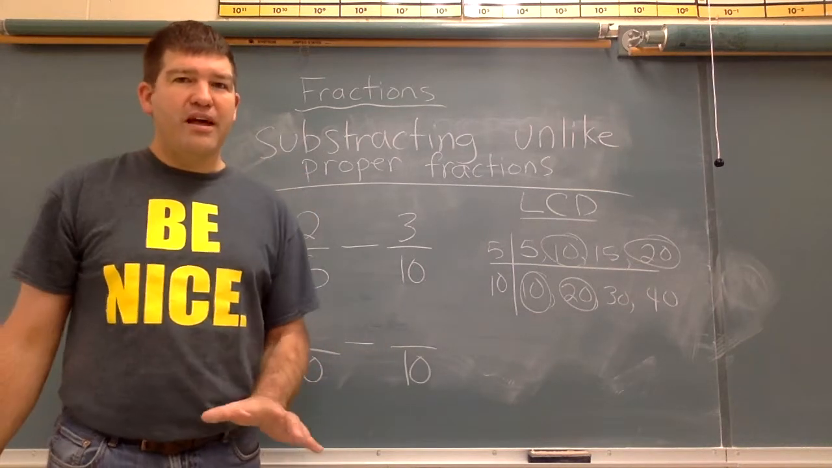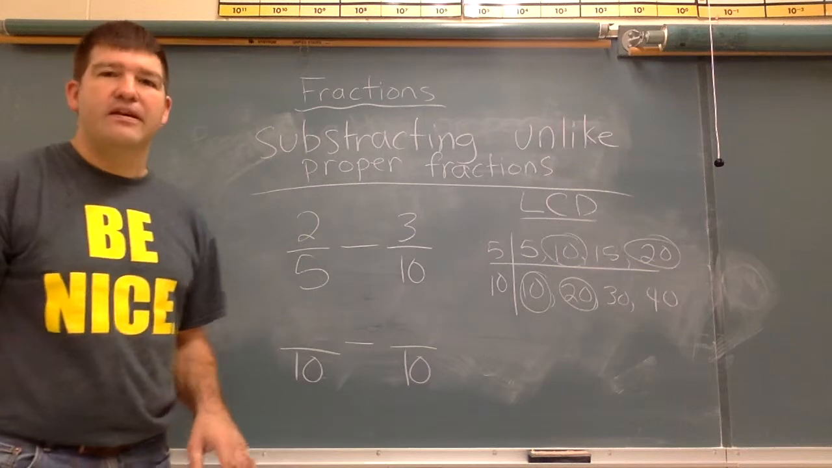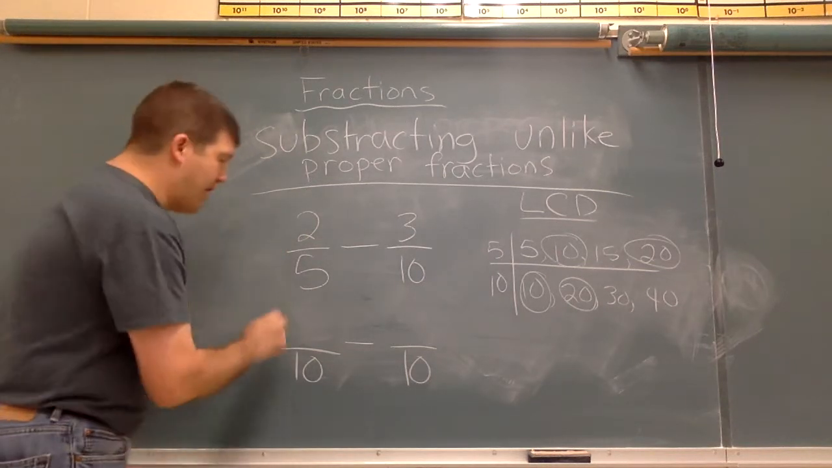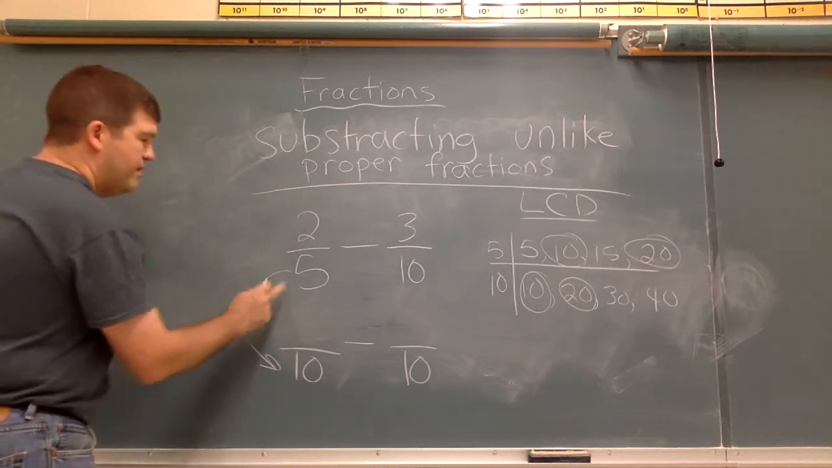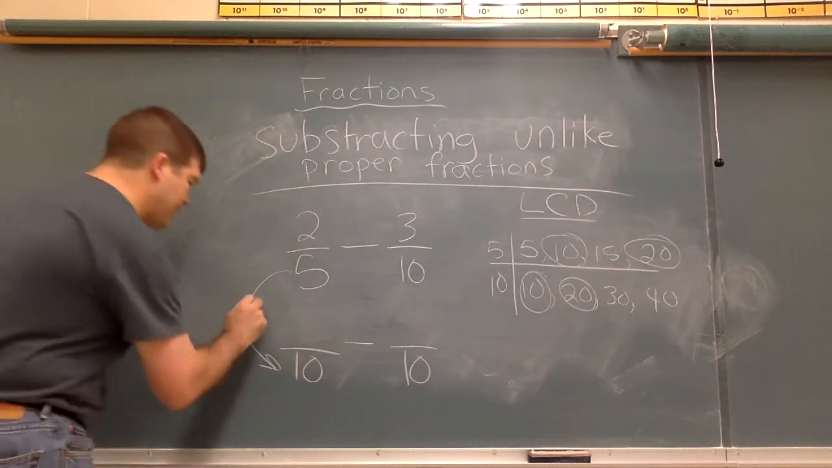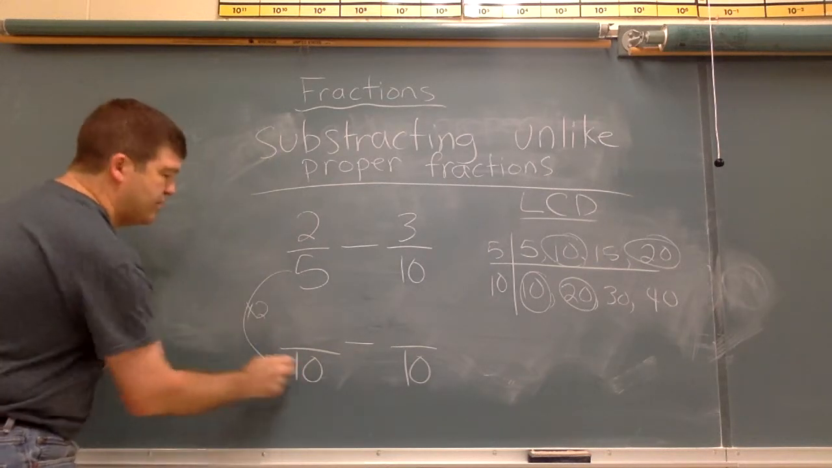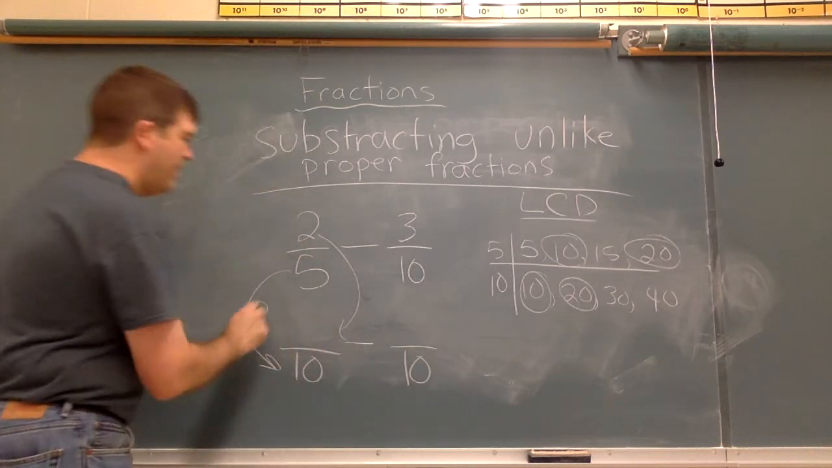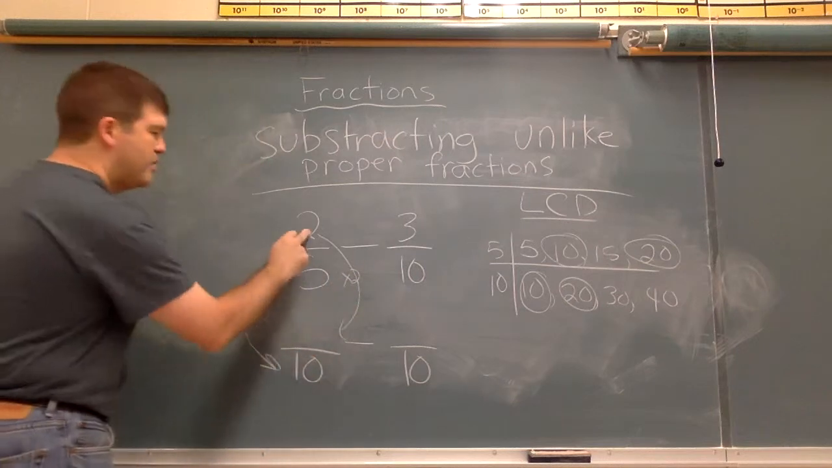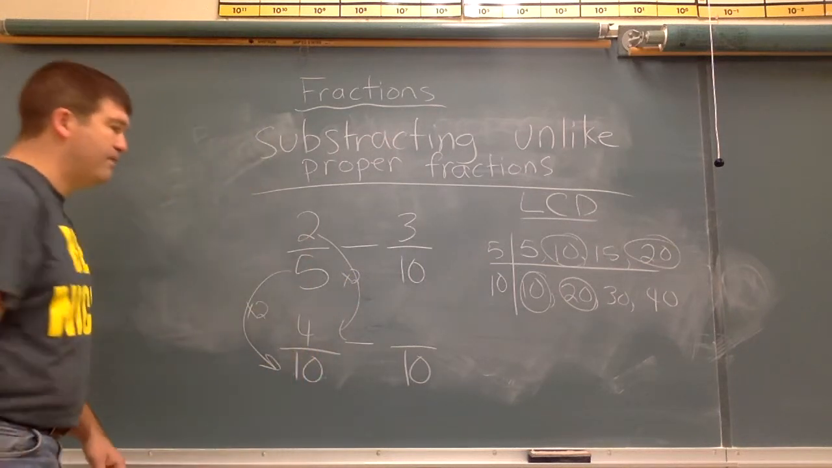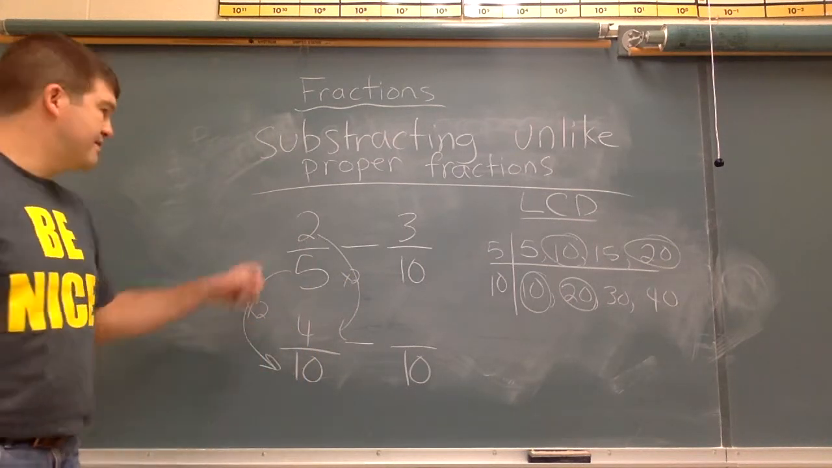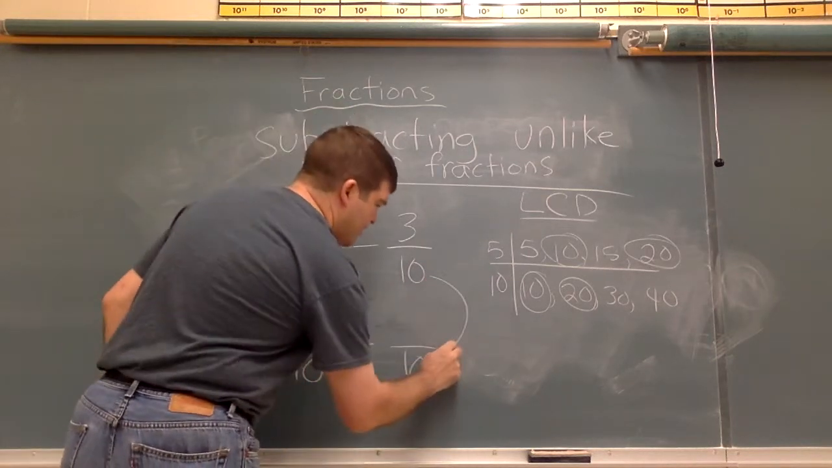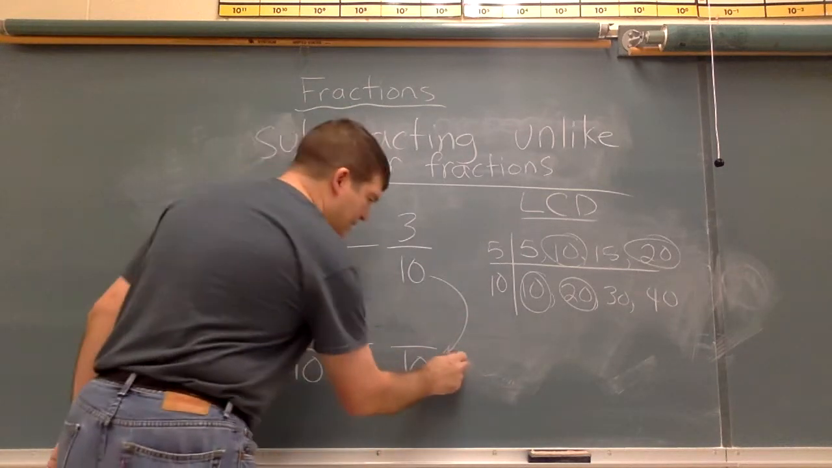Getting closer to what I like, they're almost like fractions. I just got to make these equivalent. So I do the same to the top and the bottom. 5 times what gets me to 10? Well, it's 5 times 2 equals 10. So if I do it to the bottom, I do it to the top. 2 times 2 is 4. 4 tenths is the same as 2/5. Equivalent. Excellent.